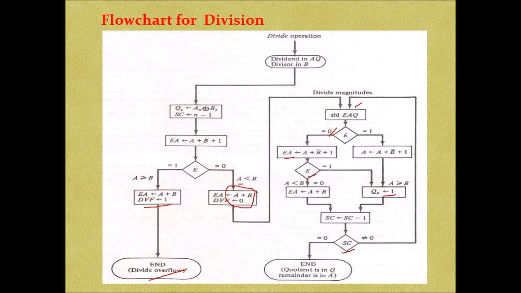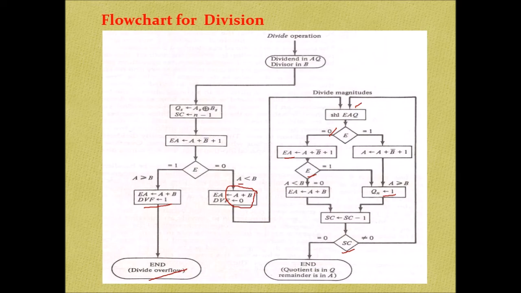Okay, now if A is equal to 0, then we have to add A plus B, and the result is stored in EA, and then the sequence counter is decremented. In the next step we have to check the sequence counter. If it is not equal to 0, then we will go for the next operation, and if it is 0, then the divide operation is completed.